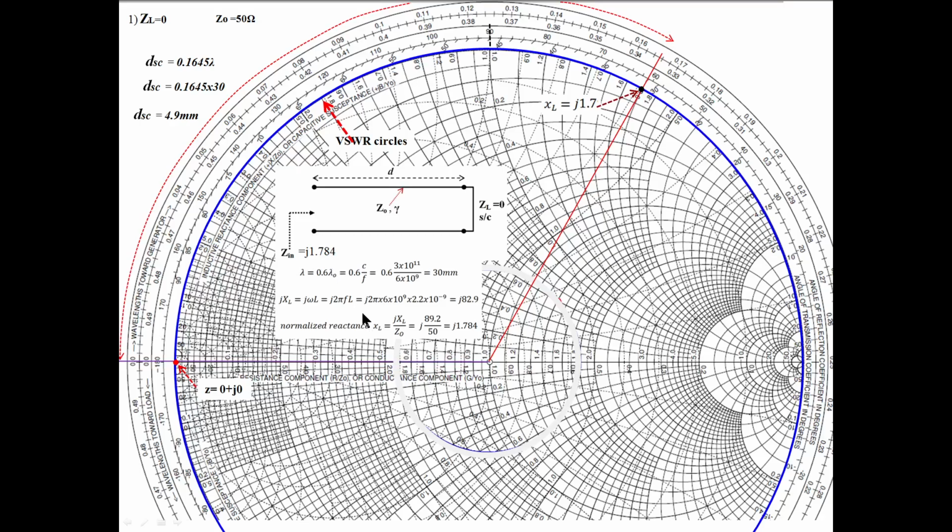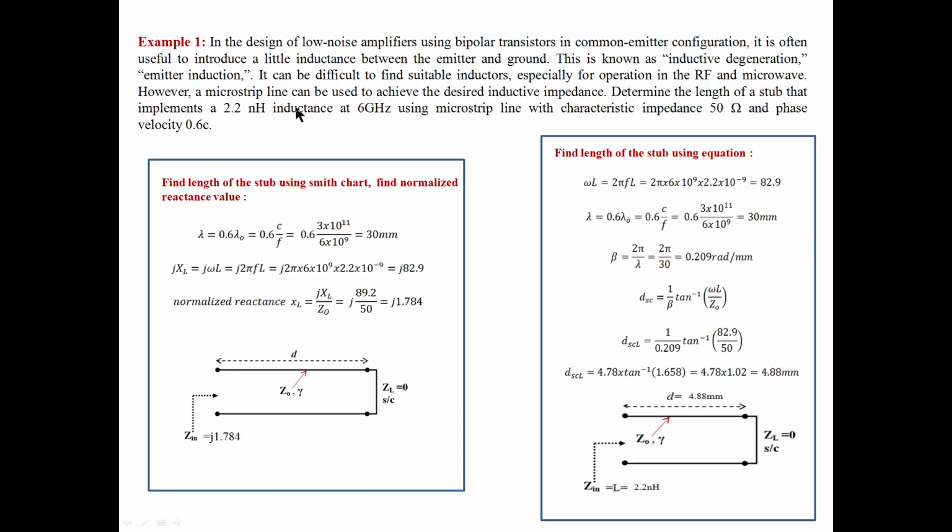So we can find the length of the line easily from the Smith chart. The only thing we have to do is take a given inductor and find out its reactance. How to find the reactance? This is the equation. Find the inductance value and normalize it. We will get some value. So first we get this value: take a given inductor, find the reactance, and normalize this value.